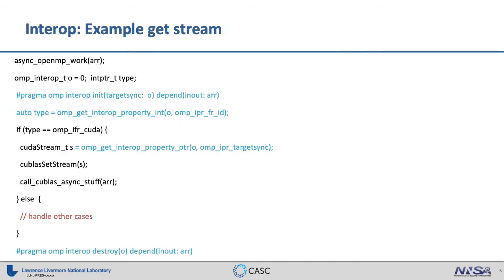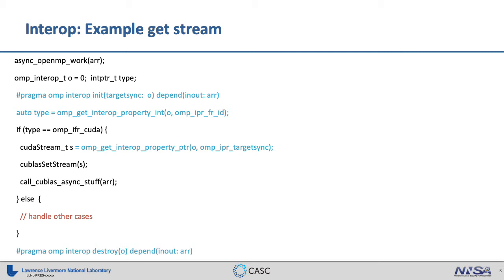So as a quick example, this is a kind of hello world example for getting a stream with the target sync interop type. Now, clearly this is not a tiny amount of code. This is not something that you just strike out in one line and it's done. It is relatively complicated and it's pretty verbose.